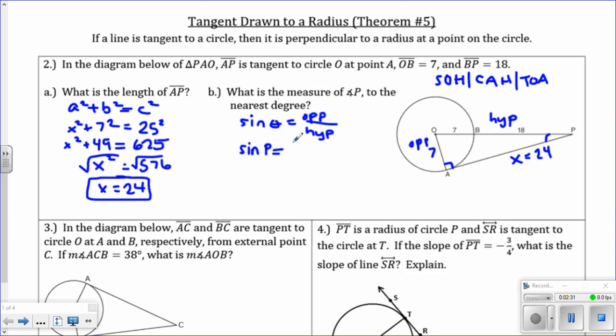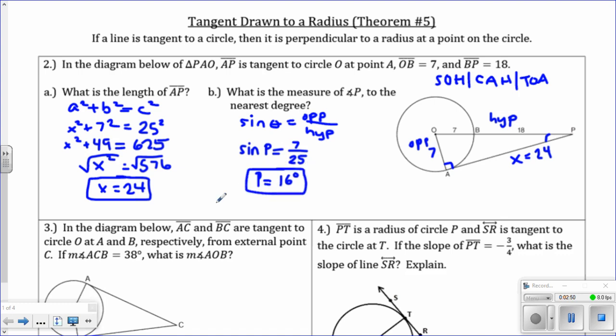The opposite side is the 7, and the hypotenuse is the 25, because you have to add the 7 and the 18. And when you don't know the angle in the calculator, you have to press second sine. You have to do the inverse. So you would type in second sine, you put in 7 divided by 25, and to the nearest degree, you would get 16 degrees.